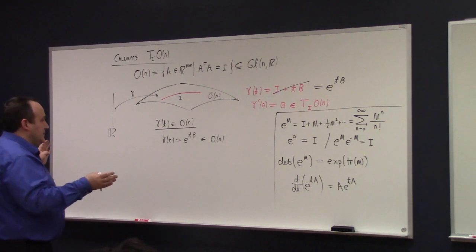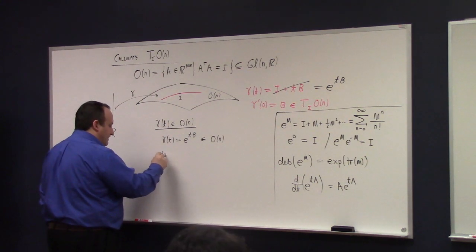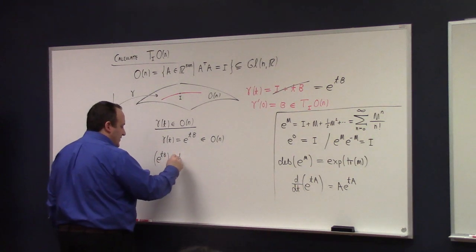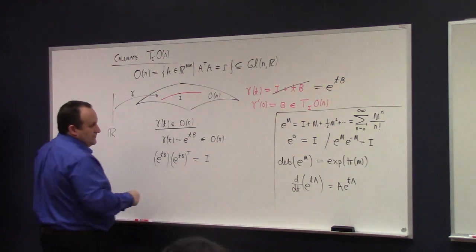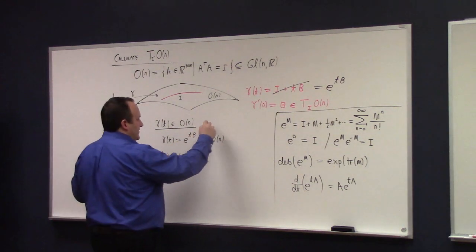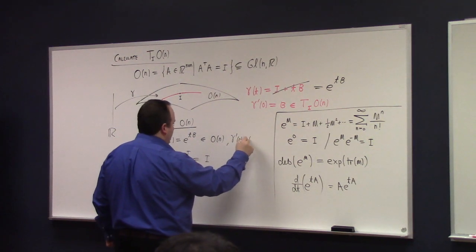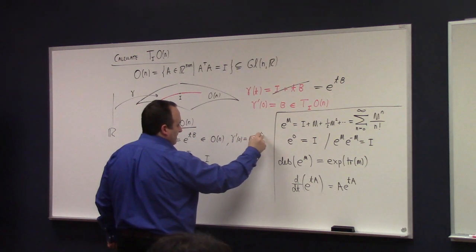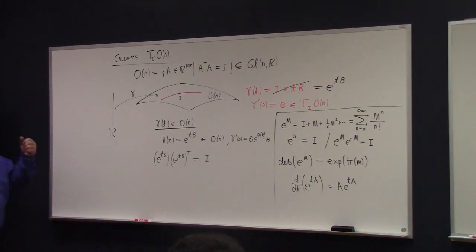So anyway, if that's the case, what does this mean? This means that e to the tB times e to the tB transpose should be equal to the identity. Also notice that gamma prime of 0 is what? B e to the 0, which is just B. So B is a typical vector in the Lie algebra, which we identify as the tangent space to the identity of the Lie group.